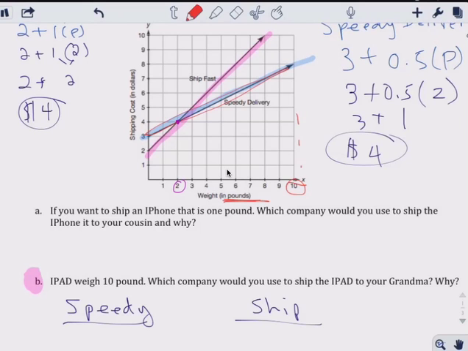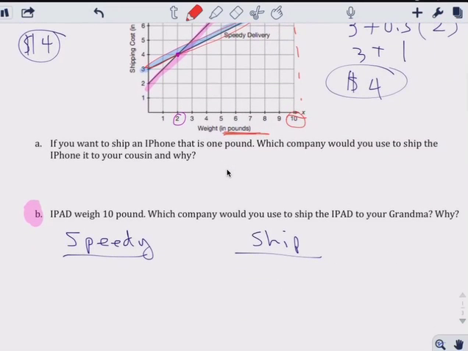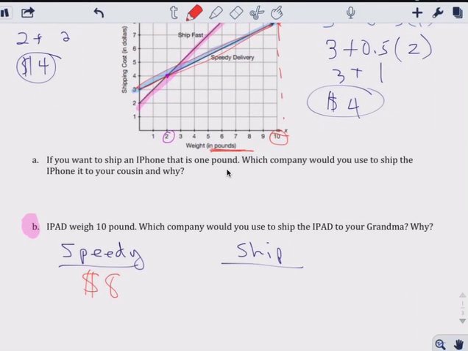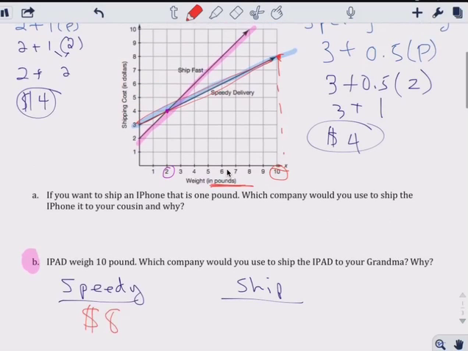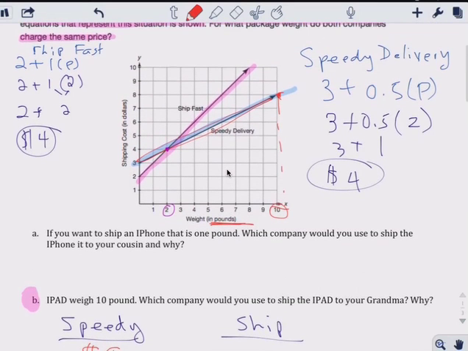You go up until you hit, you stop there, right? How much is that? $8. So Speedy is going to charge you $8. Do you see that, David? Speedy is going to charge you $8. How about Ship Fast?